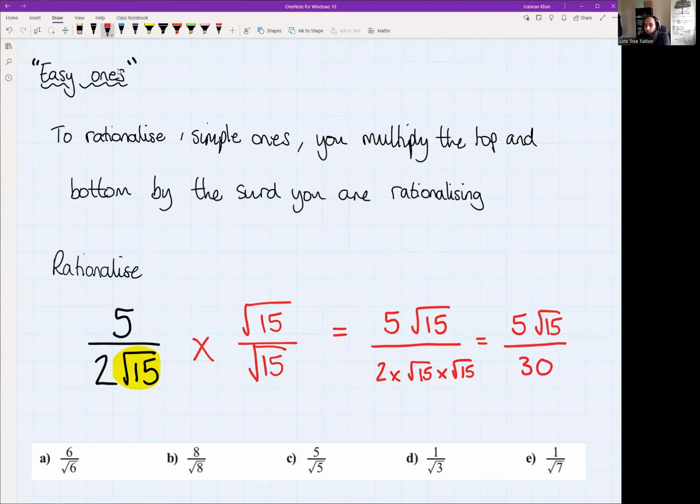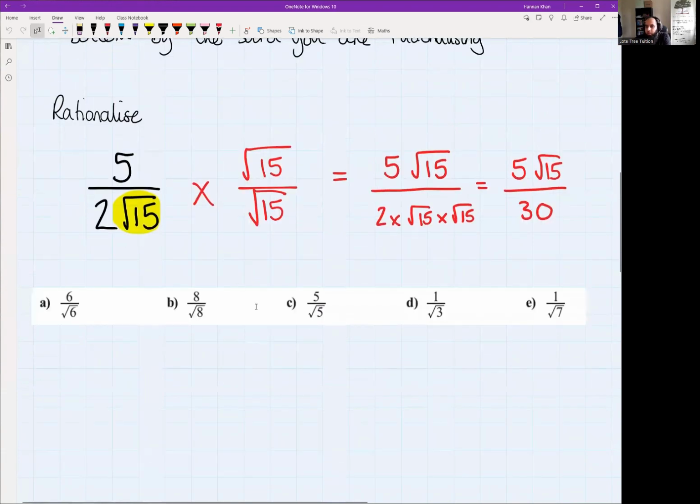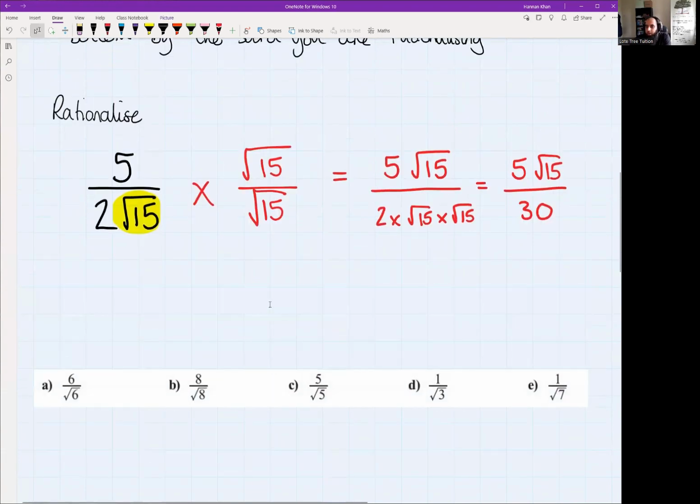Now, if we want to simplify this further, we can. Here I've just written rationalize, but sometimes it might say rationalize and simplify. If we wanted to do that, we can divide the top and bottom by 5. We can cancel out 5 from the top and the bottom. And what do we end up with? Well, 5 divided by 5 is just 1, so it's just going to be root 15, and 30 divided by 5 is going to be 6. So you end up with root 15 over 6.